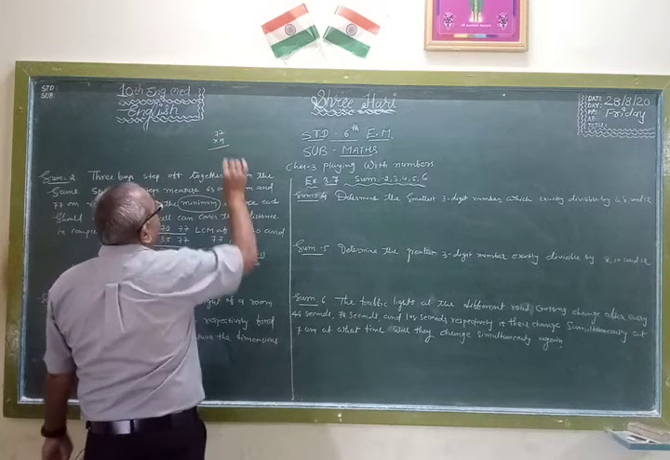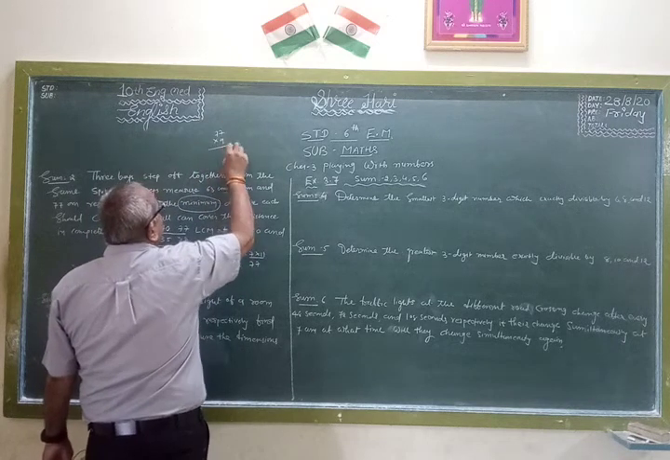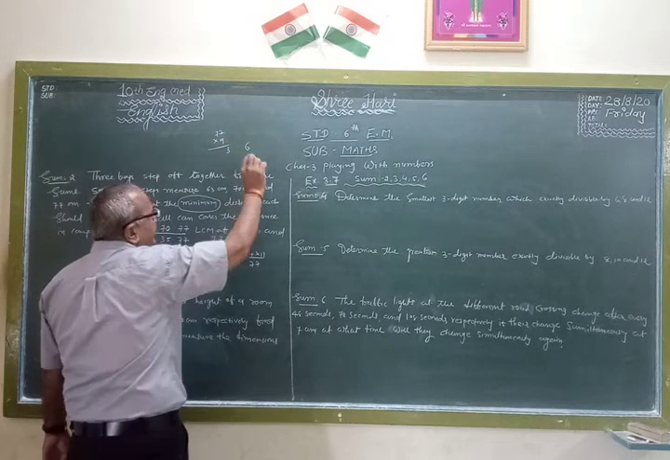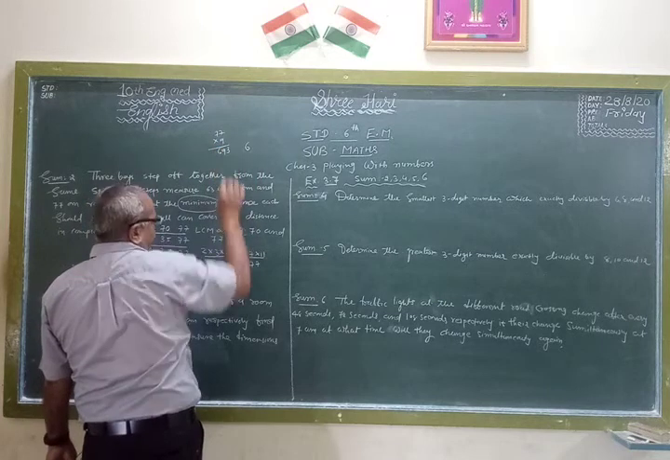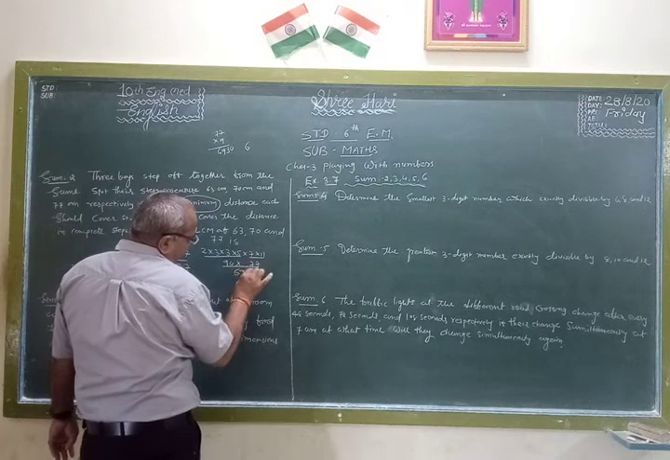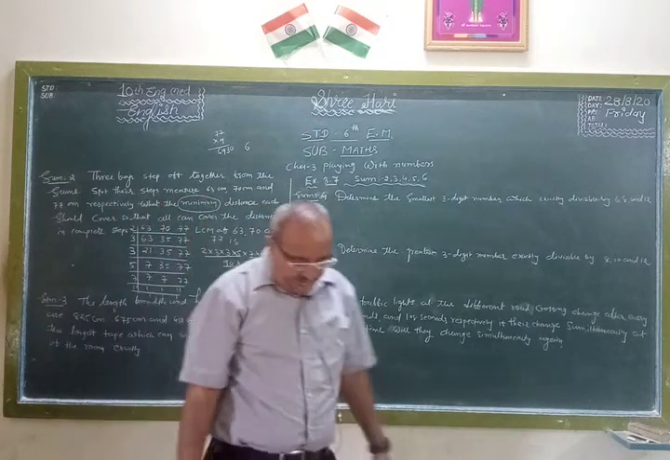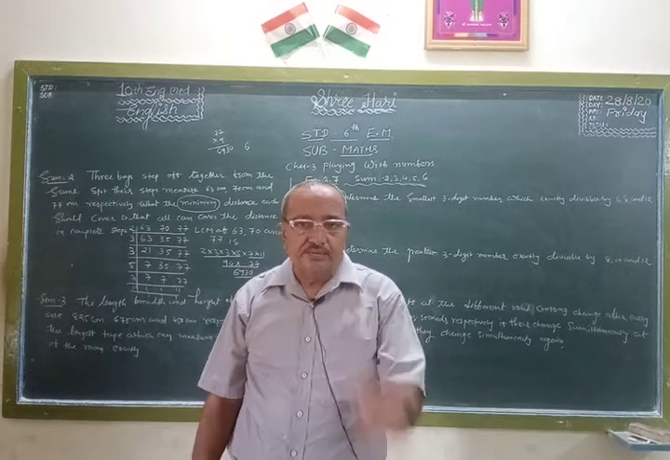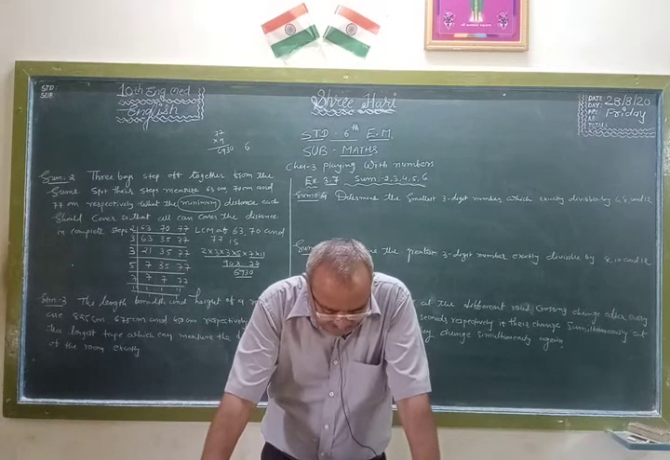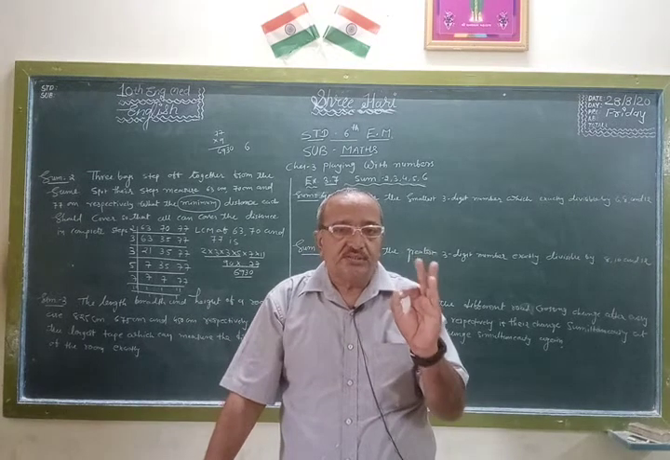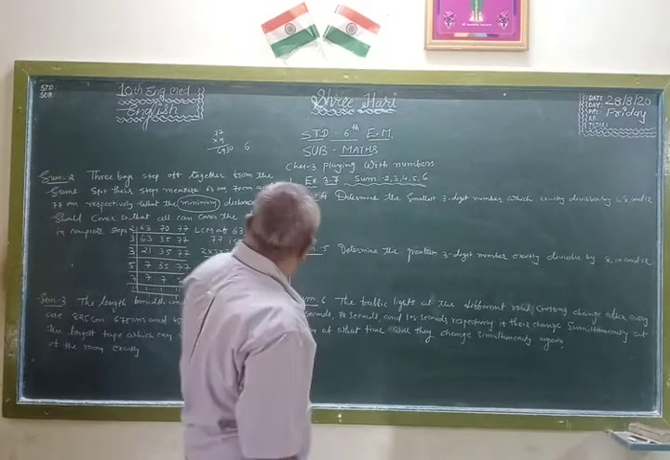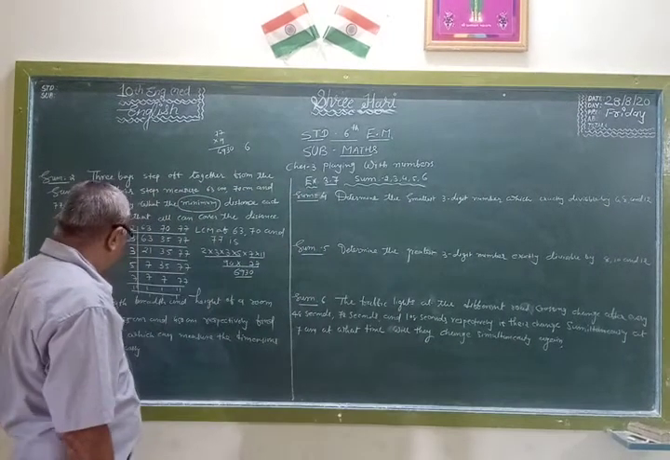9 sevens are 63. Here 6. 9 sevens again 63. 63 and 6 is 69. Add 0 here and 6930. So this is the answer: 6930 steps to cover the distance, as they have the same step. So when you are given minimum, you have to find LCM.